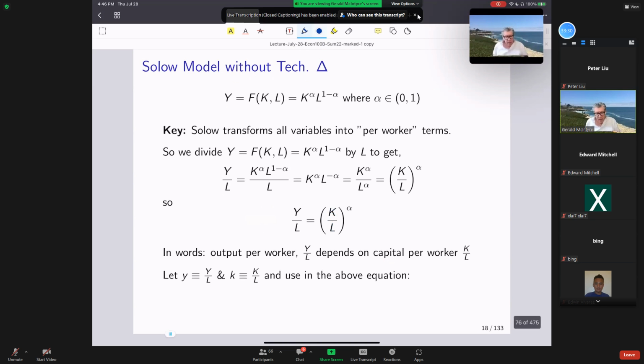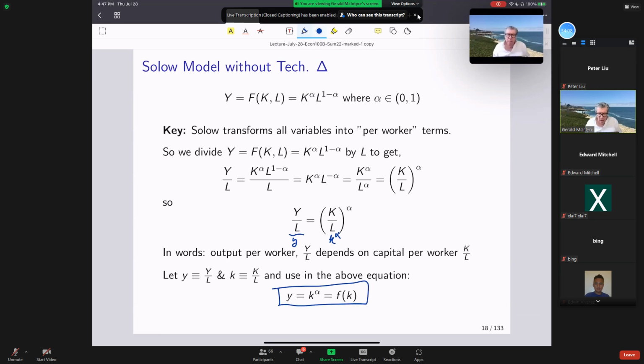Right? So he's now going to redefine variables. He's going to redefine Y over L as small y. That's what these three bars mean, right? That's a definition. And these three bars here mean small k is equal to K over L. And when he does that, since this is now small y, and inside of here is small k, we get the following expression. Small y is equal to small k to the alpha.